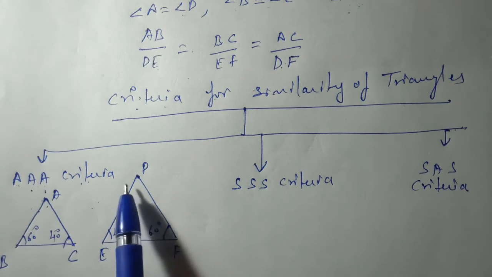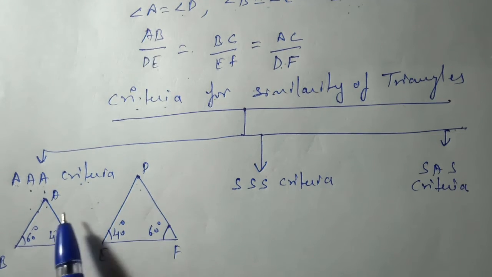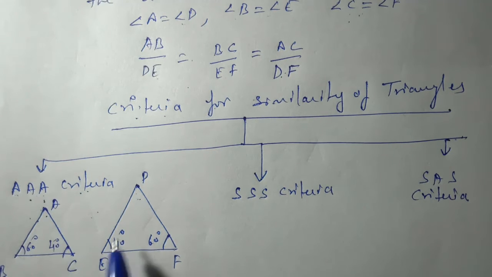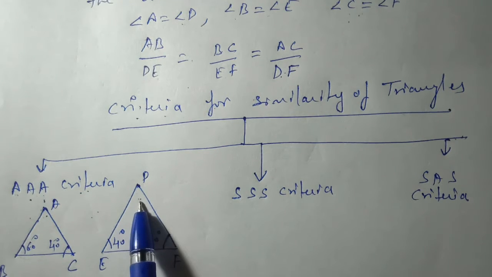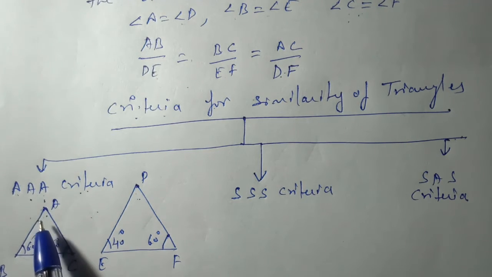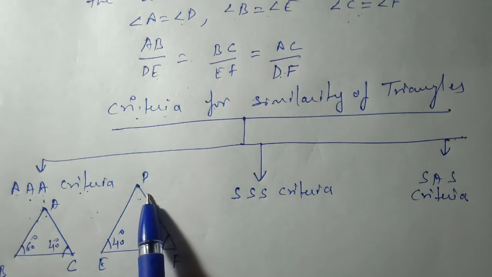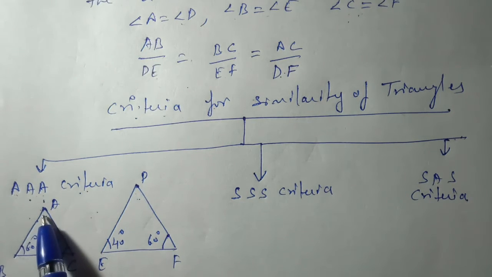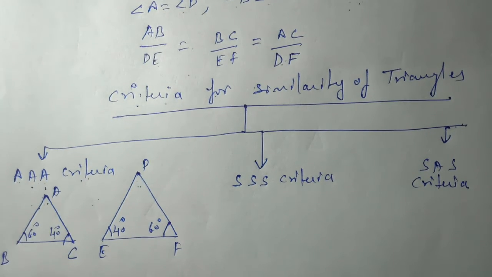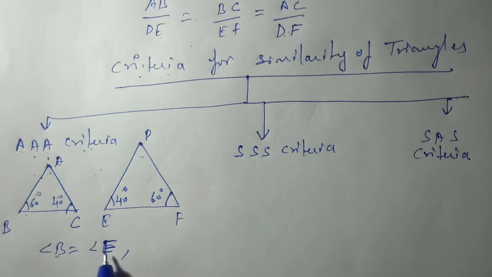If we don't know the measurement of the third angle, we can find it. It is not necessary to check all three angles. If two angles are given as equal, then their third angle will also be equal, because according to the angle sum property, we can find the angle of one triangle and also the angle of the second triangle. On that basis, their third angles will also be equal. So here we observe angle B is equal to angle F, because both of them are equal to 60 degree.